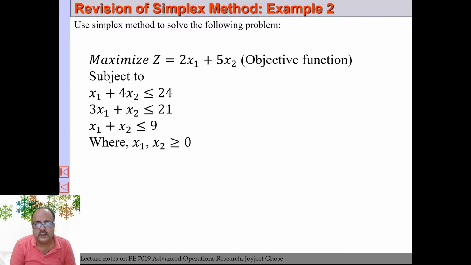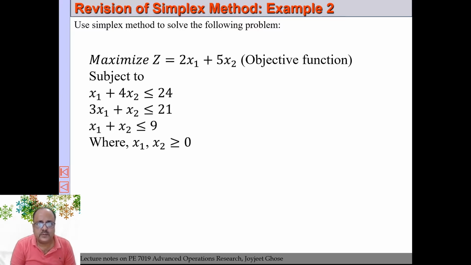Series of lectures. This is the second lecture of the series. In this lecture also we'll be revising the simplex method before we discuss the revised simplex method. So in this lecture we'll be solving one more example so that your understanding of the simplex method becomes somewhat clear, and then we'll go on to discuss the revised simplex method.